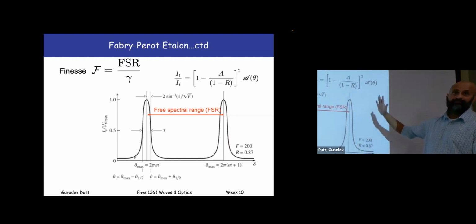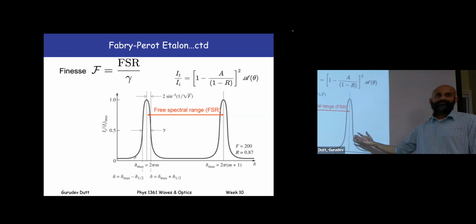I know it's not very good, physicists are terrible at names. I've said this before. We already defined a coefficient of finesse, but now we're going to define another thing which is called finesse, but it has a different meaning. And this is probably the one you care about the most.